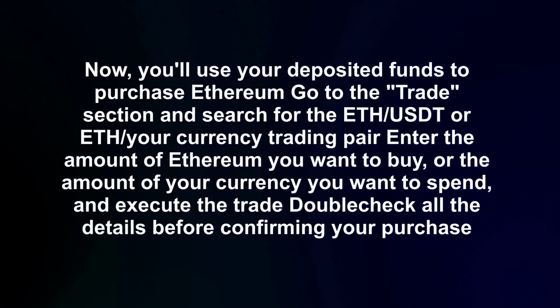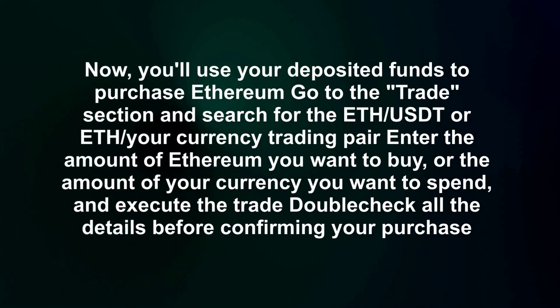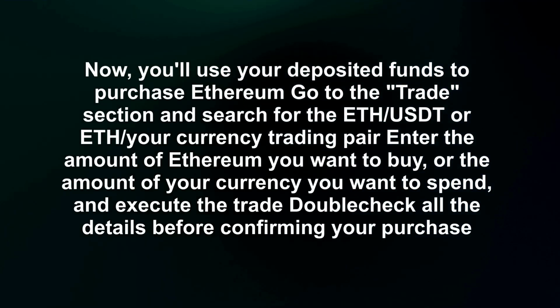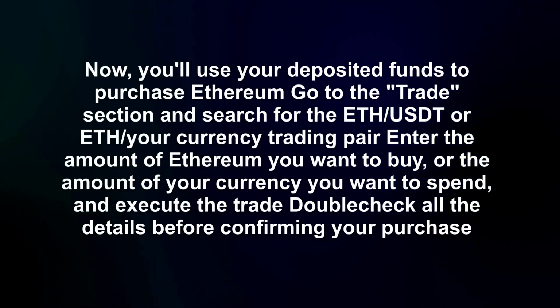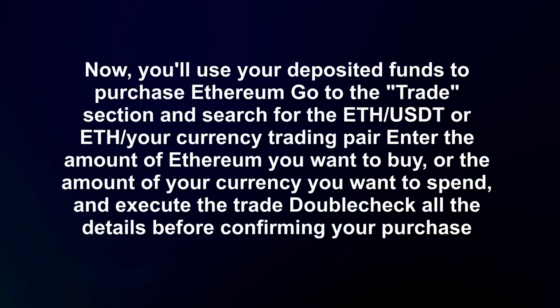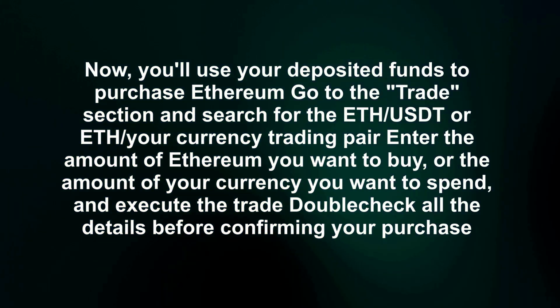Now, you'll use your deposited funds to purchase Ethereum. Go to the trade section and search for the ETH/USDT, or ETH/your currency, trading pair. Enter the amount of Ethereum you want to buy, or the amount of your currency you want to spend, and execute the trade. Double-check all the details before confirming your purchase.